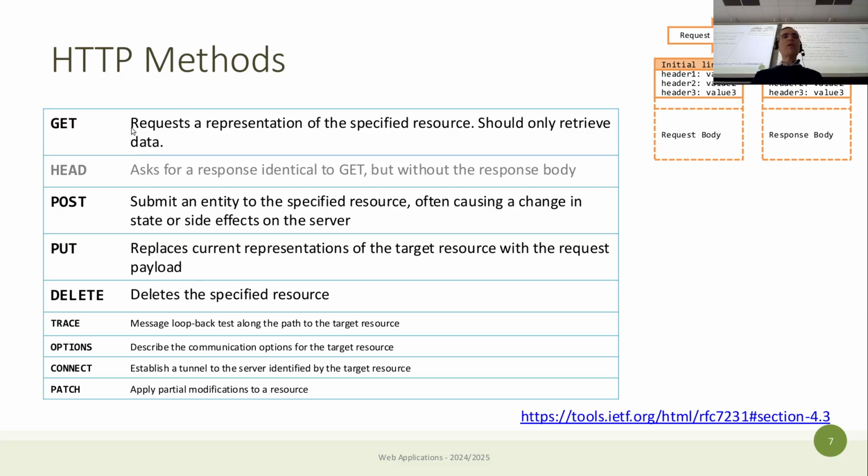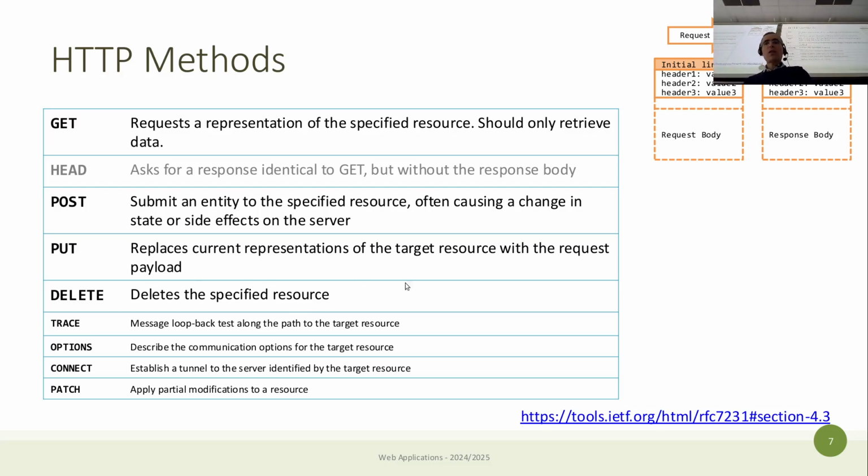We leave it here, just for completeness. So get requests a representation of the specified resource. Depending on the URL, it should only retrieve data and do nothing else. Probably just querying the database, whatever is needed, and it gives you some data. Post submits something to the specified resource, so to the specified URL, often, mostly always, causing a change in the state of the server or some side effect in the server. So something is stored in the database, it changes the state of the database, okay? It's not just that we are reading content in the database, we are adding something or modifying something in the database. Put replaces the current representation of the target resource. So we update something that typically already exists. And delete, of course, we delete some information, the resource in general.